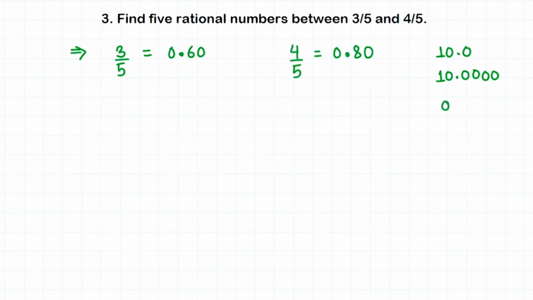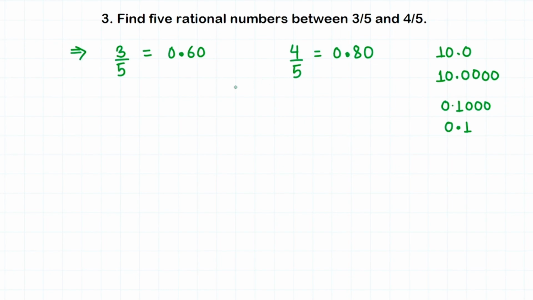So similarly, if you have 0.1, you can add as many zeros as you want. It's still going to be 0.1, okay? So similarly, that's what we are doing here, okay? So we had 3 by 5 as 0.6. We can write that as 0.60, and then 4 by 5 as 0.80.